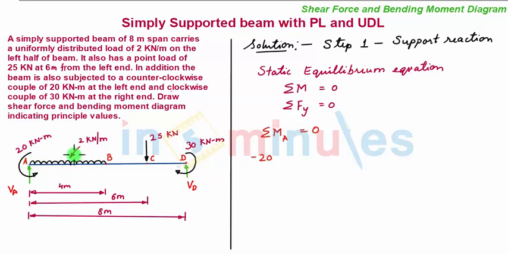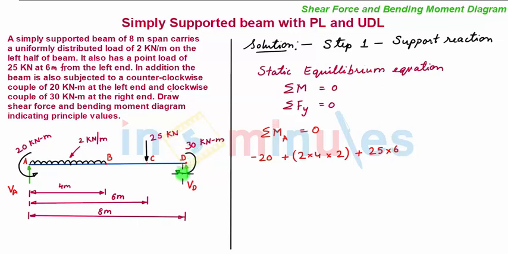Then about point A there will be a moment caused due to this uniformly distributed load over a span of 4 meter. The magnitude of that force will be 2 multiplied by 4, and it will act at the center of the uniformly distributed load. Since the moment due to this uniformly distributed load will be clockwise, we have positive 2 into 4, the magnitude of force, multiplied by the distance which is 2 meter, plus there will be a clockwise couple due to the force of 25 kN which is acting at a distance of 6 meter. So we have plus 25 into 6.